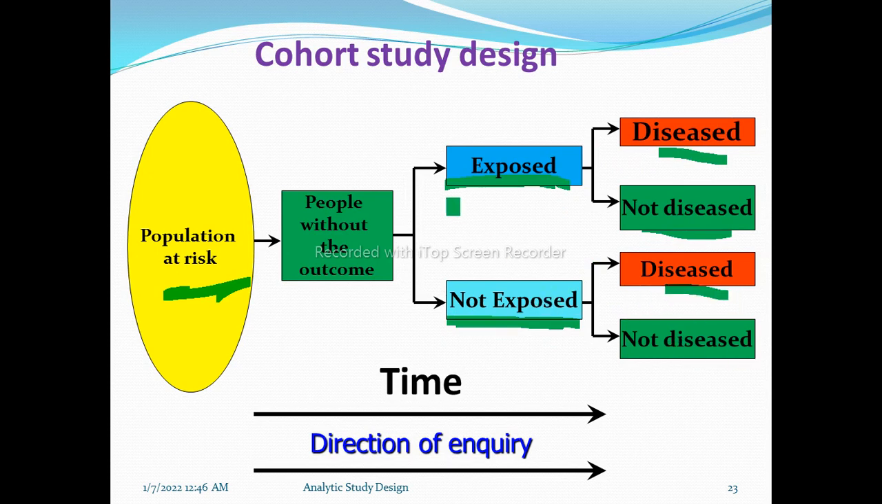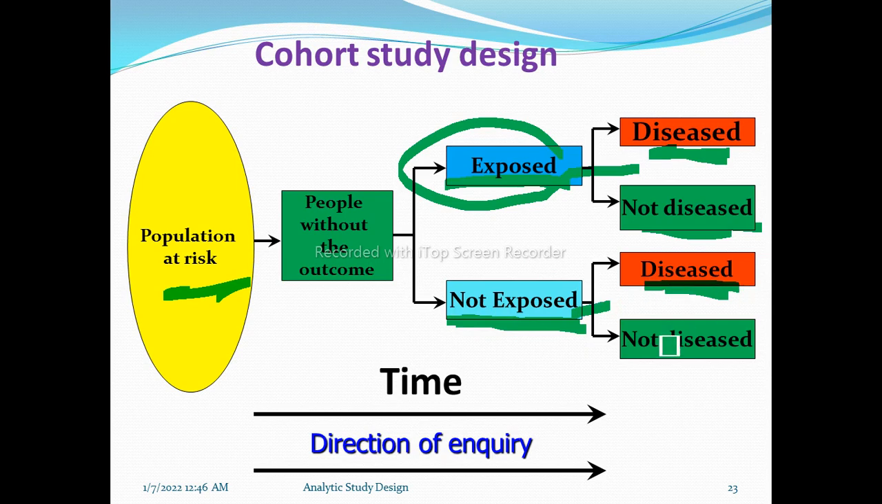That means at the beginning, exposed individuals will be selected and followed and observed whether they develop the disease or not. And also individuals without exposure are selected and will be followed in the future and observed whether they are developing a disease or not.